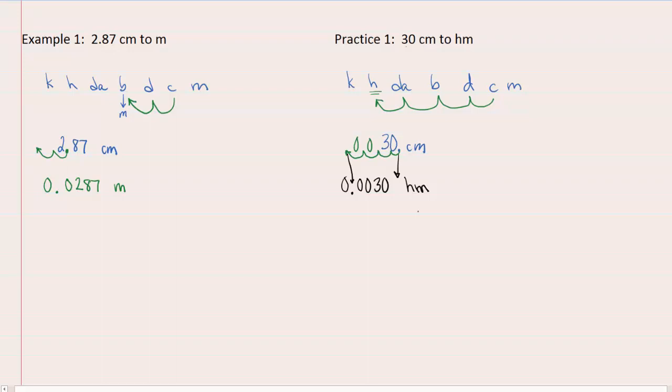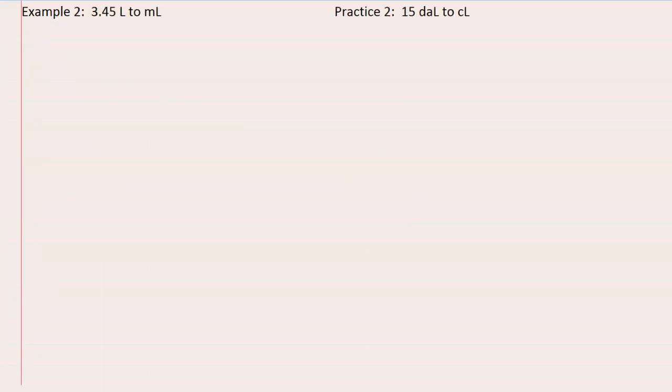Now that we saw how it applies to meters, let's look at how it applies to volume or liters. Example 2 is 3.45 liters to milliliters. Let's first write out our prefixes. Now that we have our prefixes, let's find out where we're starting. We're starting at the base, because remember that the base is liters when dealing with volume, and we're trying to get to milliliters, which is the M. As you can see, we will be moving 1, 2, 3 places towards the right.